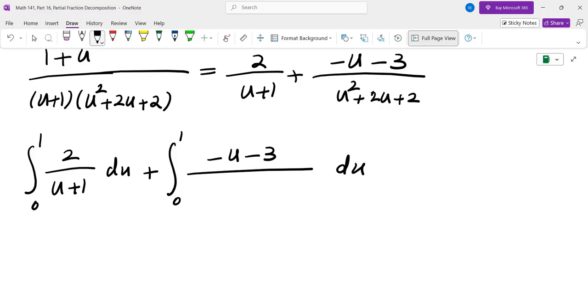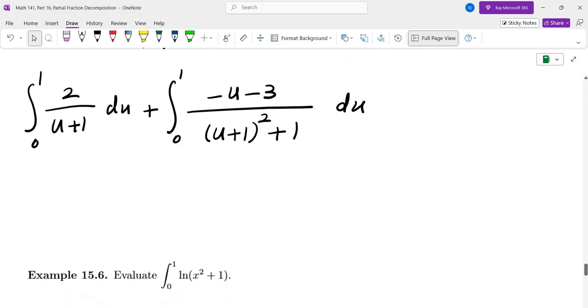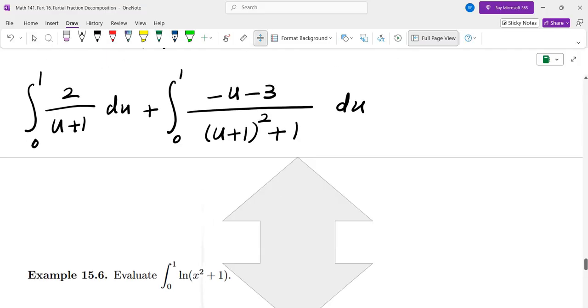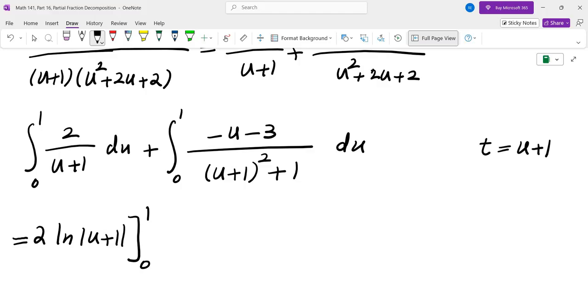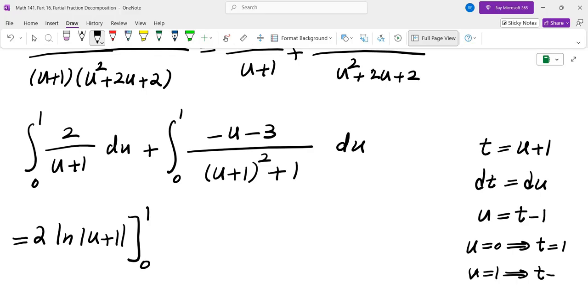Now, notice that this quadratic doesn't have any roots, so we'll have to complete the square. So we get (u + 1)² + 1. And this would be one of the inverse tangents, or perhaps a natural log. So the first one is 2 ln|u + 1| from 0 to 1. For the second one, we'll have to do a substitution for u + 1. So we get t = u + 1, dt becomes du, u is t - 1. When u is 0, t is going to be 1. When u is 1, t is going to be 2.